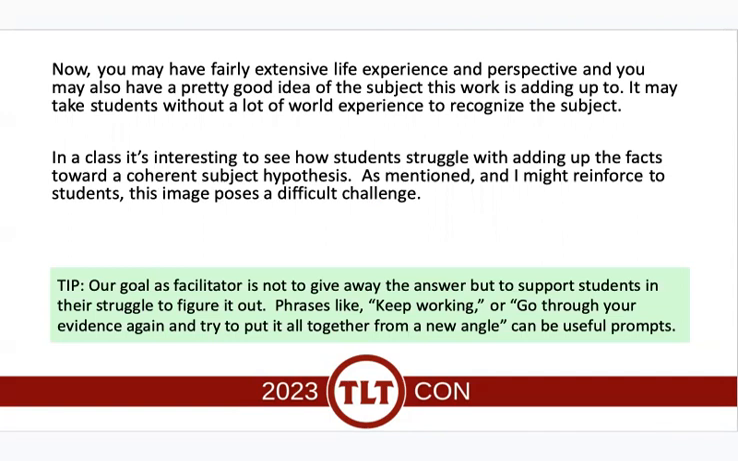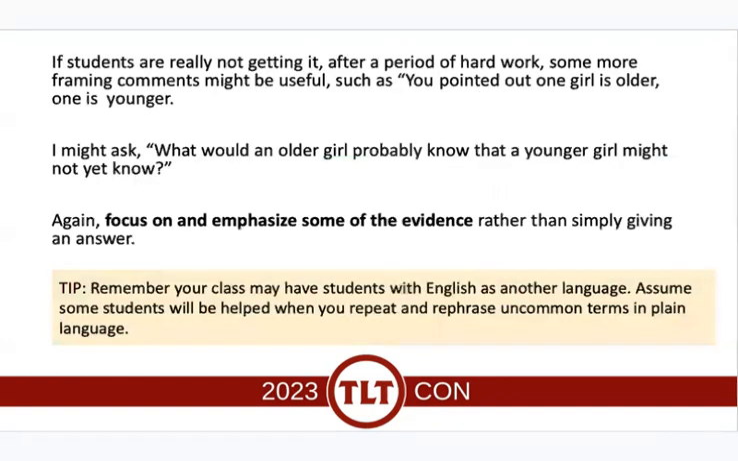I won't give anything away, but I might say, go through that evidence again, try to see it from a different view, share ideas, really see if you can figure this out. I might say, you know, you pointed out that one girl looks older and one younger, that the girl who looks older is kind of staring out at us, and she appears to be knowing something the younger girl doesn't know. What could that possibly be? So I'm emphasizing parts of the evidence rather than giving away any sort of answer.